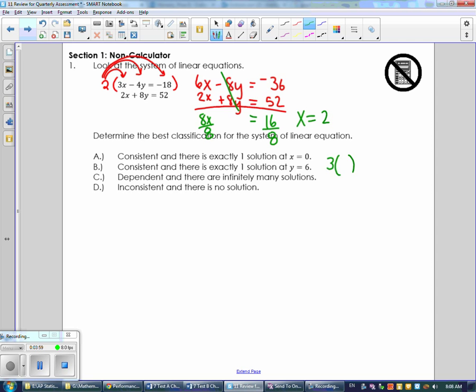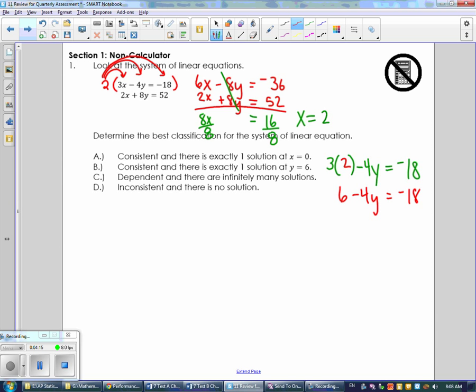It's 3 times x, and I'm just going to use parentheses to hold the place, minus 4y is equal to negative 18. If I substitute in what I know about x, which is 2, and then continue solving, I'm going to have 6 minus 4y equals negative 18.